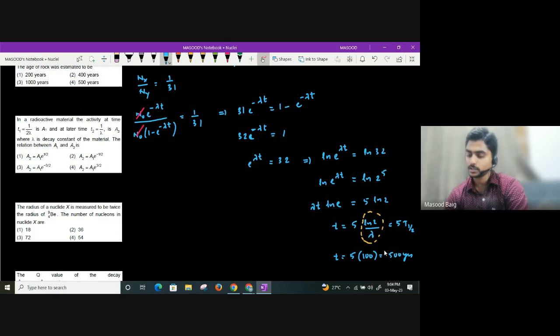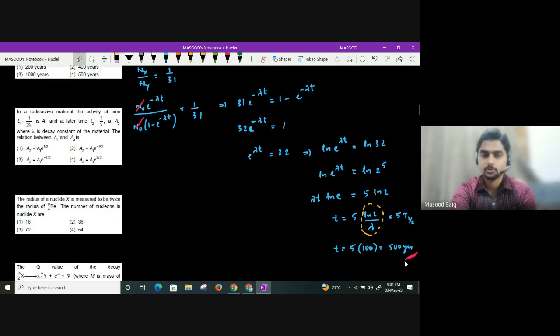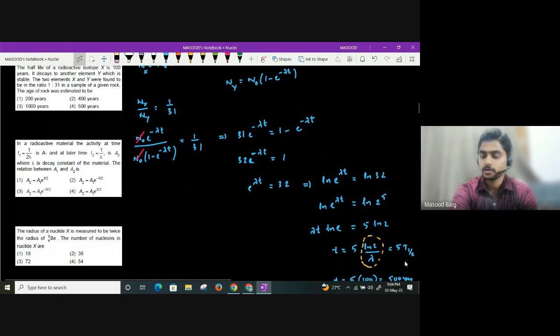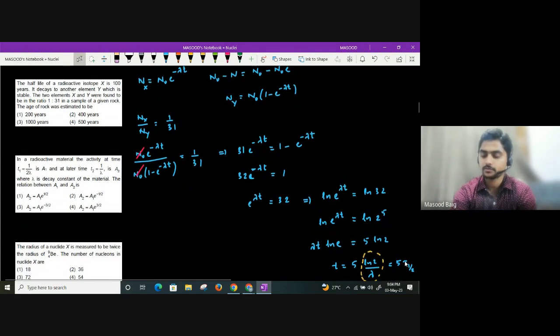See, instead of using N = N0 e^(-λt), you could have used N = N0 divided by 2^n also. That is not going to be any problem in order to obtain the answer. I hope it is clear, all of you. So after what time will the rock have the constituents in the ratio 1 is to 31? After 5 half-lives of X, which is 500 years. Clear, all of you?